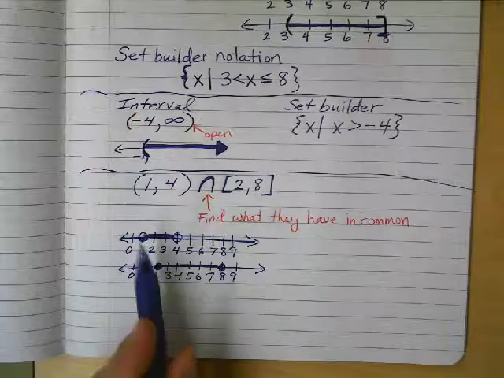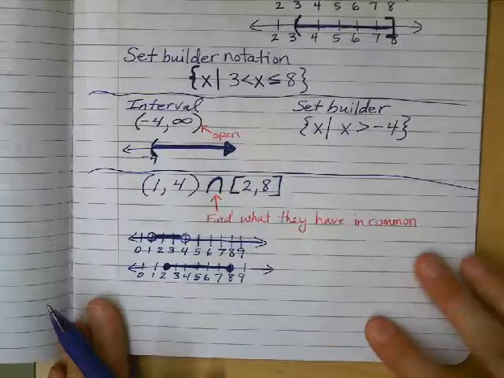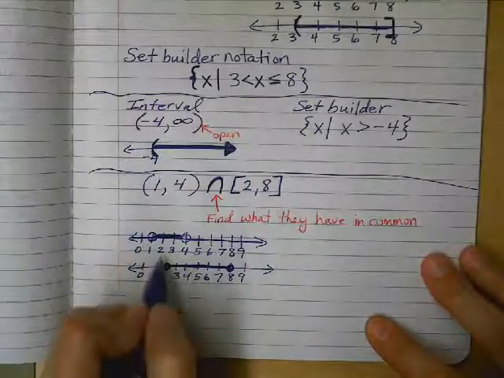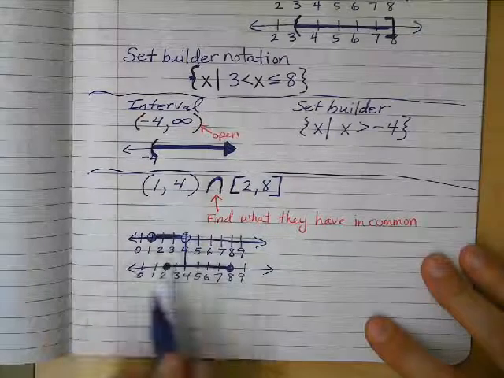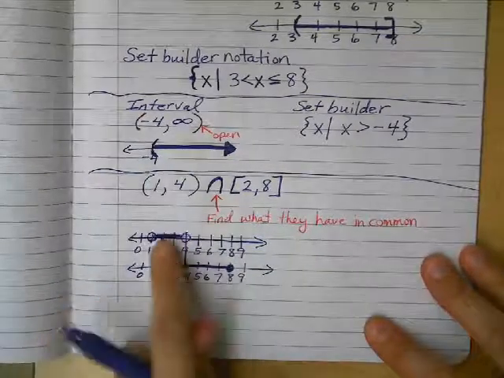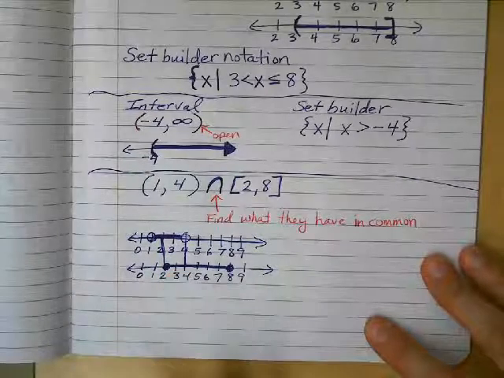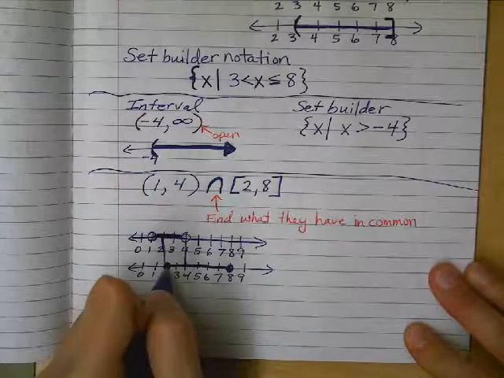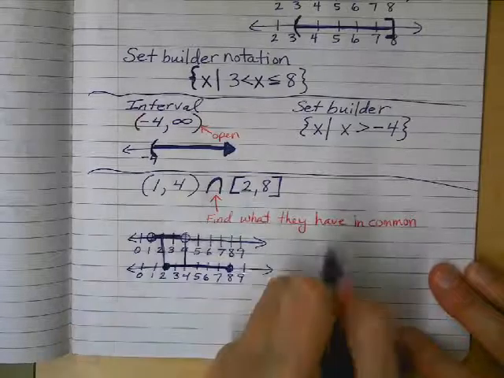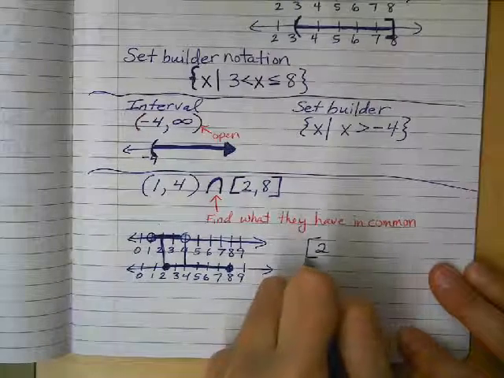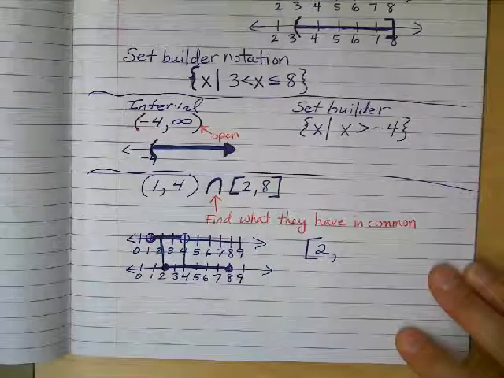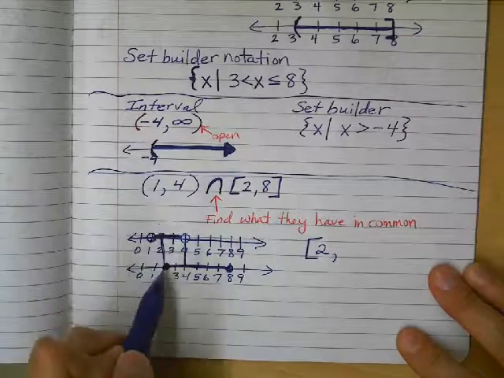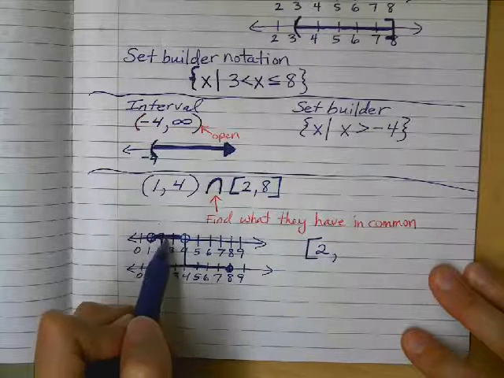So what do these two things have in common? 2, 3, 4. This starts at 2, 3, and just goes to 4. So 2 up to 4 is what they have in common. The 2's colored in on both, right? So the 2's included. The 2 could have a squared off bracket around it because the 2's a colored in dot on both graphs. And it goes up to 4.